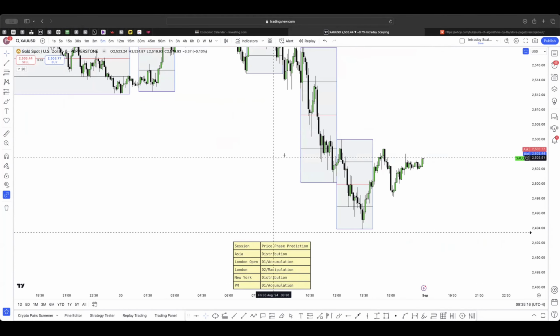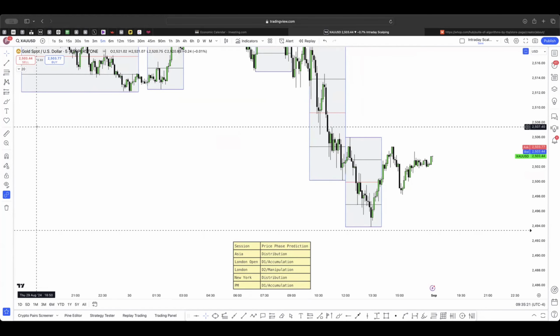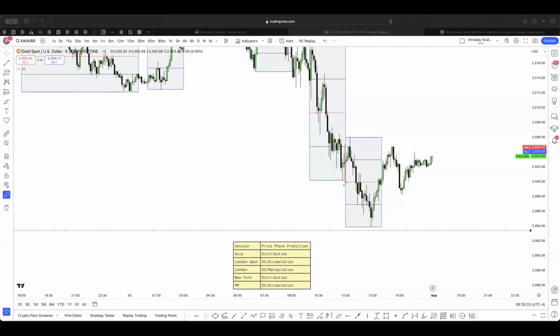PM session is D1 or accumulation. So basically, we are going to face first stage distribution. And in this case, we did not have a first stage distribution because we just retraced, which is an accumulation or a reaccumulation. You can take the buy, but you're anticipating on Monday for price to do that. That's going to be your Asian session manipulation.